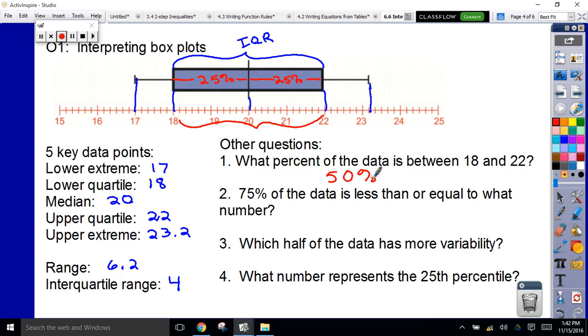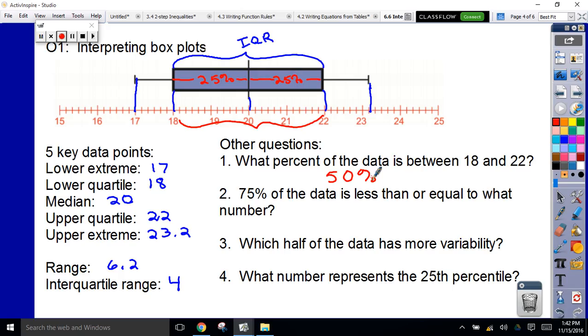Okay. Number 2 says 75% of the data is less than or equal to what number? So you have to think about how many sections you need to make up 75%. Any ideas? How many sections would we need to make up 75%? We need 3 sections. So if 75% of the data is below a certain number, we can't say this number up here because that would be 100%, right?